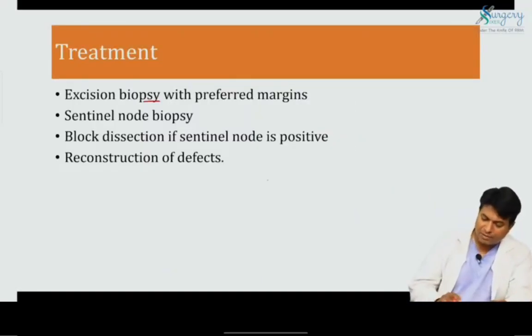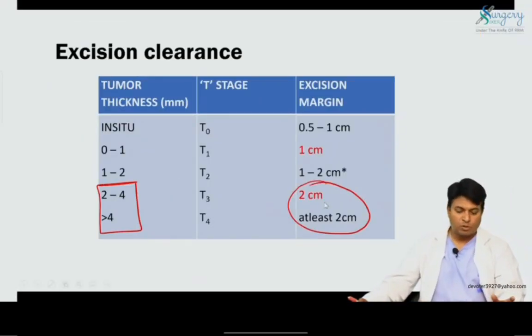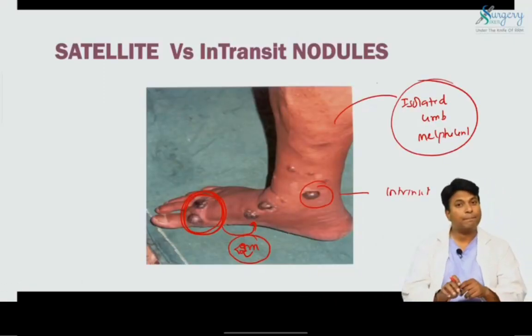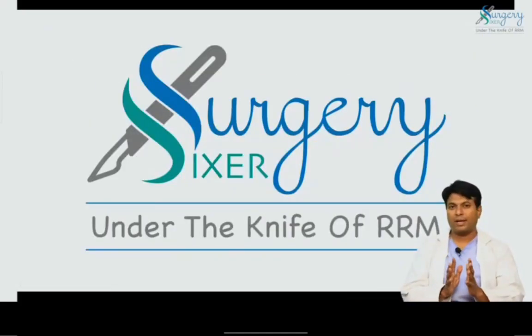So treatment is excision. The margins I already told you. For more than 2 mm depth, we should give at least 2 cm margin excision. Please don't forget this. This case typically needs isolated limb perfusion therapy with melphalan. Isolated limb perfusion therapy with melphalan is needed for these cases. Okay, so that completes the typical malignant melanoma. Please don't forget these skin cancers are very important: squamous cell cancer, malignant melanoma, and basal cell cancers. Thank you.